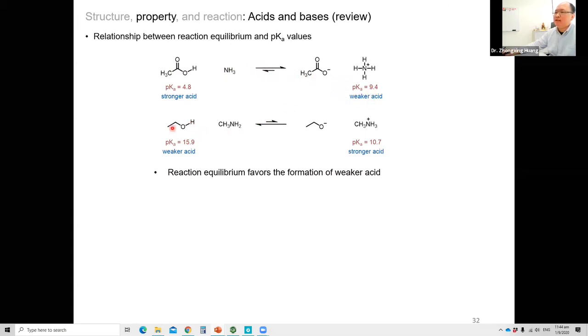But if you react these two, it's an equilibrium, but the equilibrium is towards the left because the pKa of the ethanol is higher than the pKa of this ammonium salt. So it goes to the weaker acid, which is ethanol here.